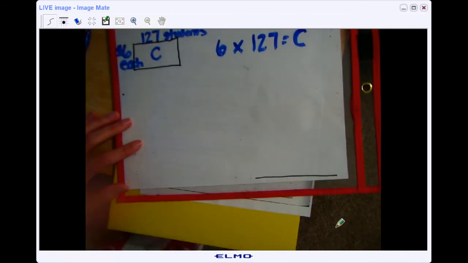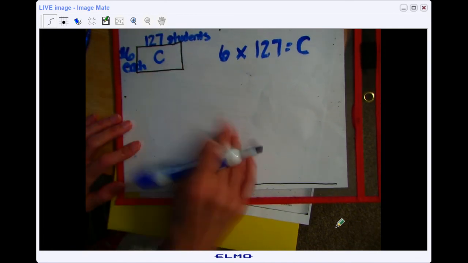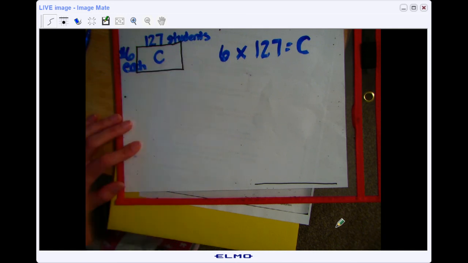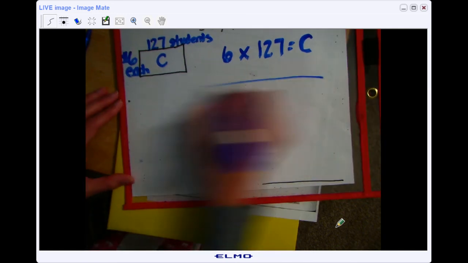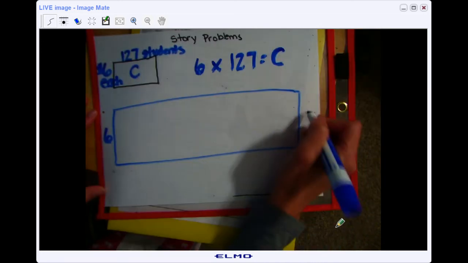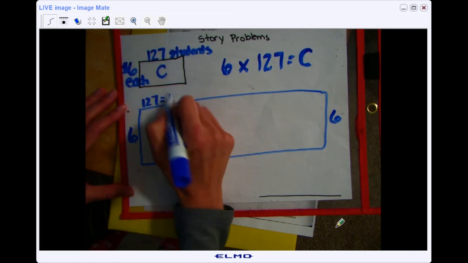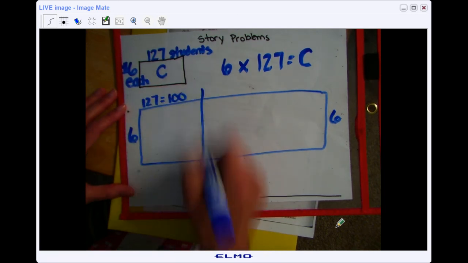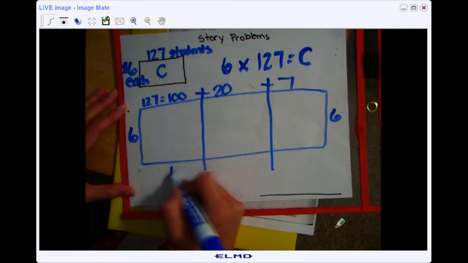I'm going to choose the area method again because I want to focus this time on how when I use the area method, I end up with two rectangles, but only one of my rectangles tells the story. Only one of my rectangles is the drawing. So I'm going to use that area method again. I'm going to make my rectangle nice and big. And I'm going to take that scary number and make it into 100 plus 20 plus 7. I'll do that down here too.